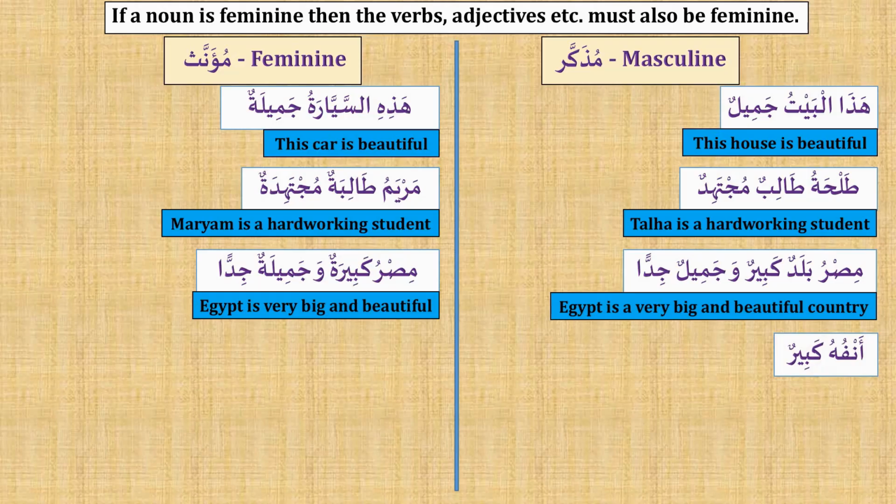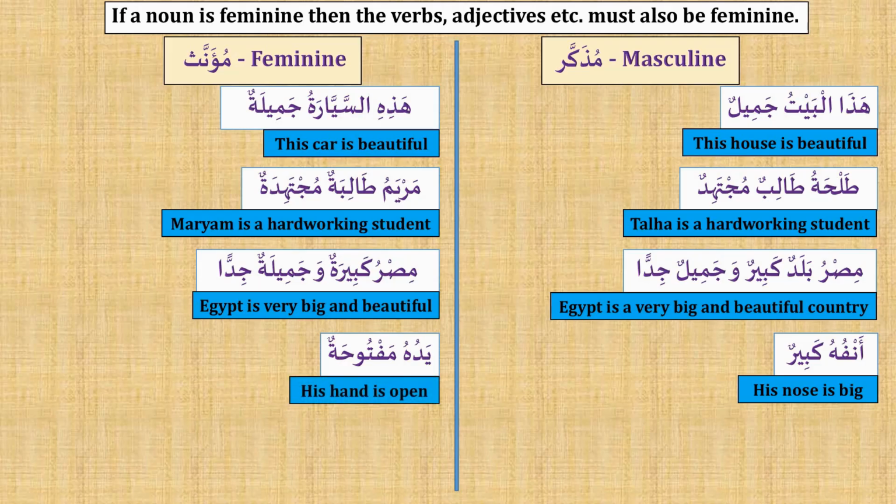Anfuhu kabirun. His nose is big, because anfun, nose is single in the body, not double, not in pair. It is considered masculine. While hand is feminine. Yaduhu maftuhatun. His hand is open, not maftuhun. We say maftuhatun. Adjective must be feminine, because hand, we have two hands in our body. It's considered feminine.